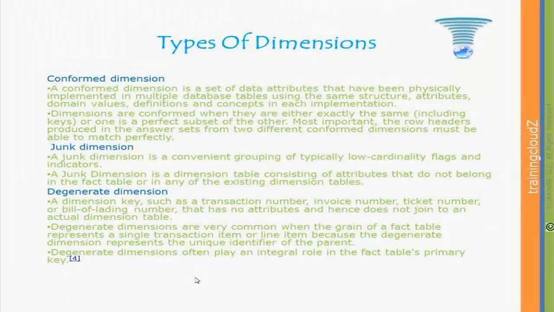Degenerate dimensions often play an integral role in the fact table primary key. Yes. Degenerate dimensions are directly connected to the fact table, no doubt about it, but each of these invoices can form more than one fact, and it can touch more than one dimension table. That is what I am trying to show you here.